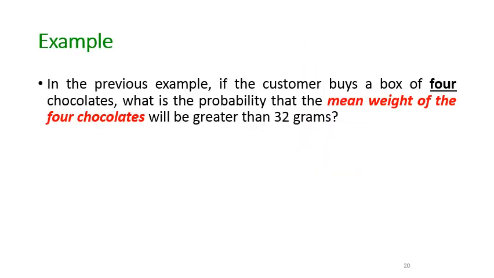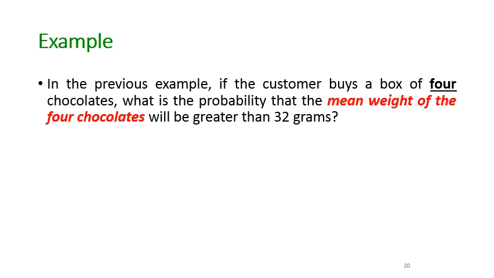Now let's take another example. This example is related to the example we were just solving. Now the customer buys a box of 4 chocolates. Find the probability that the mean weight of the 4 chocolates will be greater than 32 grams.